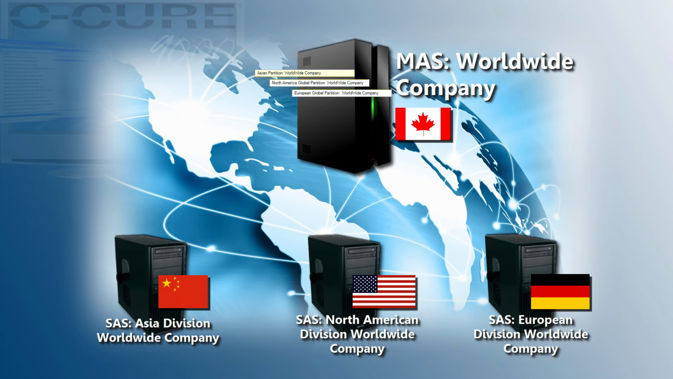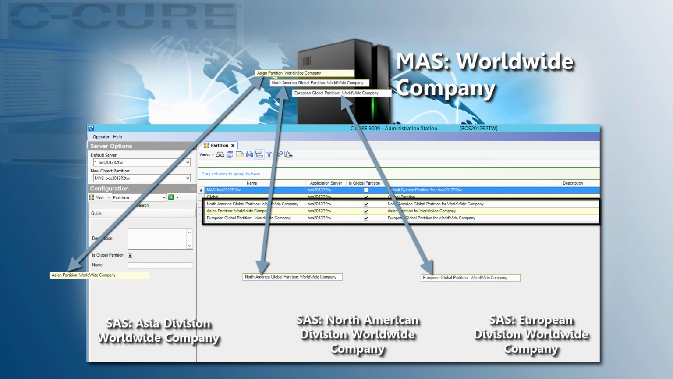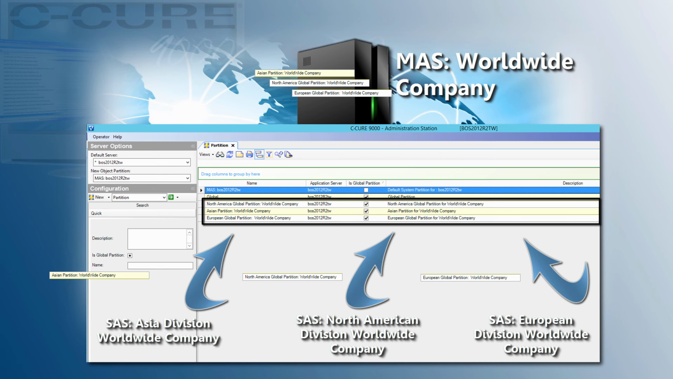Upon creation, each SAS was connected and synchronized to the MAS, and the global partitions specific to their region became available to them. Each division manages their region-specific personnel and site objects from their own global partition. The operators on each SAS are given privileges by a MAS operator so they can only see their division's global partition.